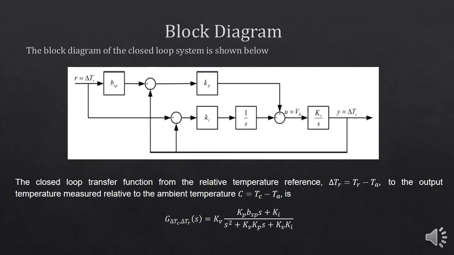This is the block diagram of the closed loop system. Here delta TR is the reference temperature, BSP is the set point weight parameter. I will explain it in the later slides. Kp is the proportional gain, Ki is the integral gain, and Kv is the slope of the ramp. Delta Tc is the output temperature. The closed loop transfer function from the relative temperature reference to the output temperature measured relative to the ambient temperature is given by this equation.